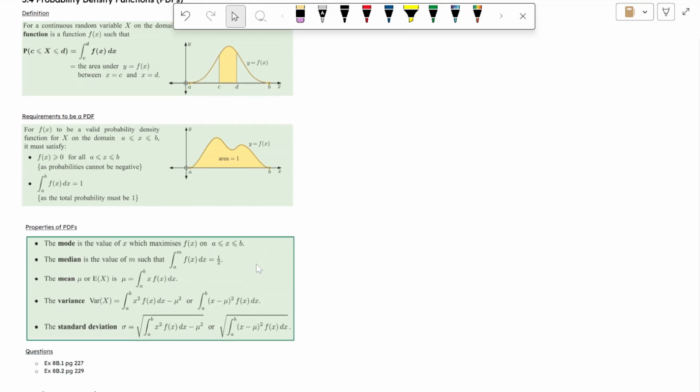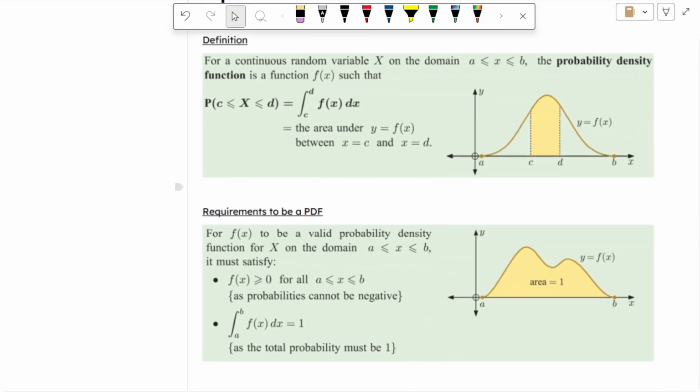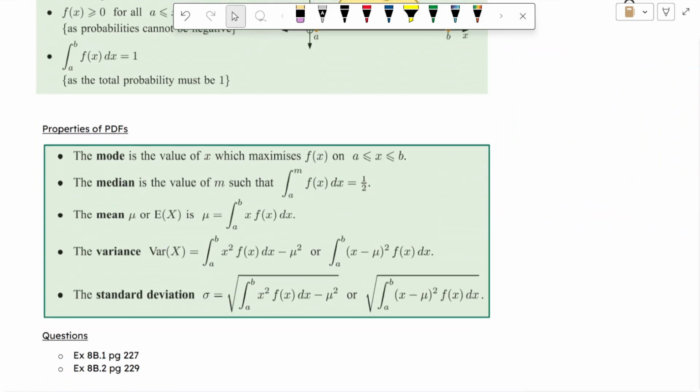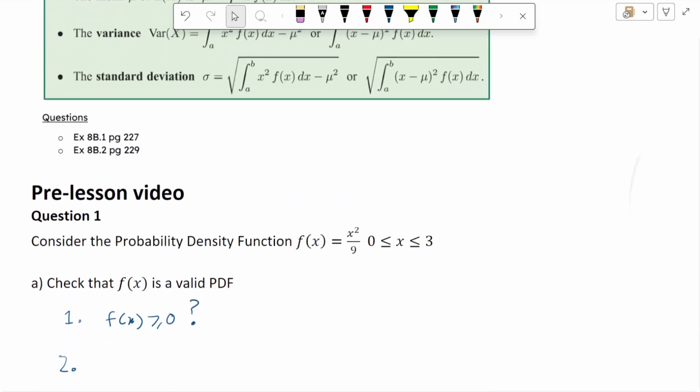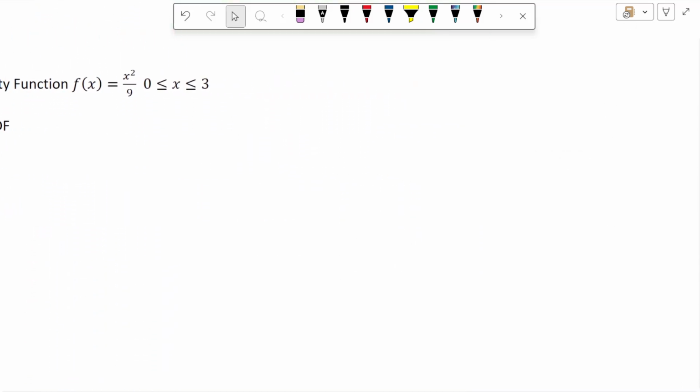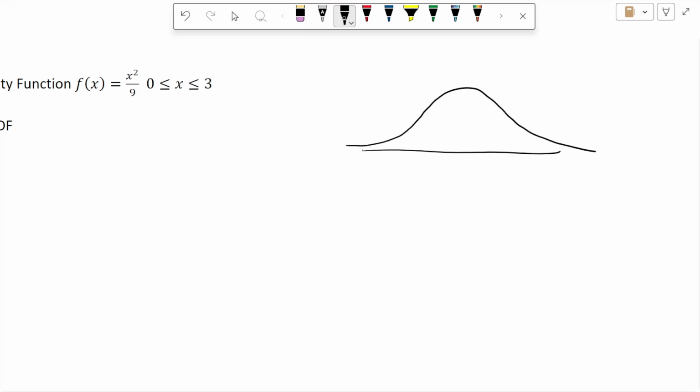All right, we're looking at PDFs in this video, probability density functions. Now, these might look unfamiliar because we haven't talked about them quite yet, but we do know an example of a PDF. It's called the normal distribution. So let's go over some properties of the normal distribution.